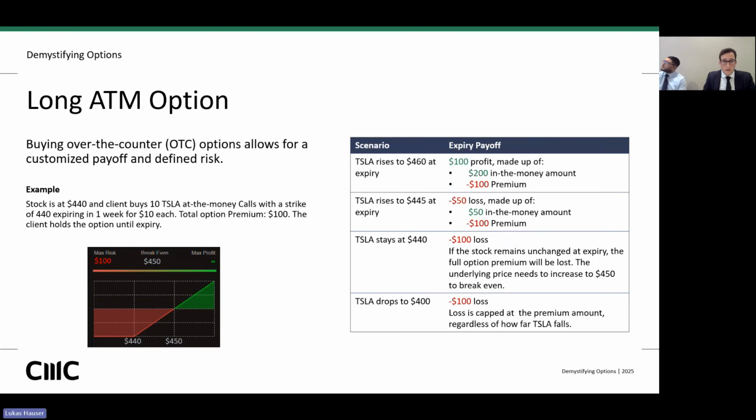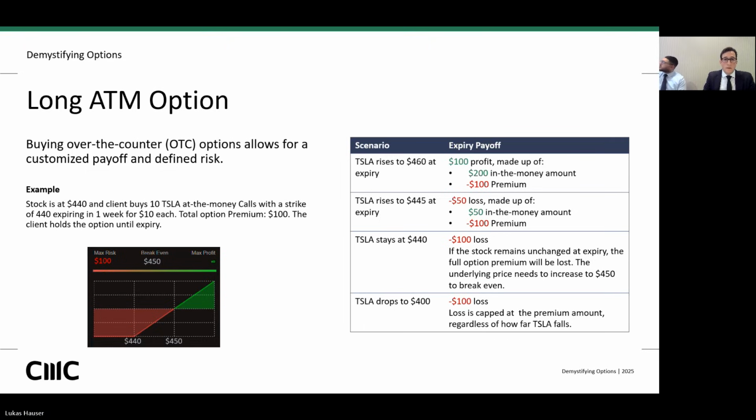Then we look at the scenarios here. The most favorable scenario would be if the stock goes to $460 or higher. At $460, the profit would be the $200 in the money amount, which we calculate by deducting the strike price from the stock price at expiry and multiplying it by 10. And unlike for the GSLO, where we don't need to pay the GSLO premium if the scenario is unfavorable, we will always have to pay the premium. So we need to deduct it here as well. And the result, the client would have a net profit of $100.